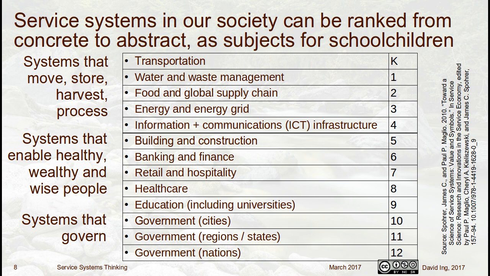Water and waste management, grade one. When they open the tap and the water comes out, it doesn't come out magically, it comes from somewhere. That is a service system. The kids understand where the water comes from: the sky, it falls on the lakes, goes through the system, goes through the water plant. You can take a grade one kid to the water plant and teach them how that works. Food and global supply chain. People think that food comes out of a supermarket that's already pre-packaged. You can take them to a farm, you can take them to different places and show how food moves around the world.